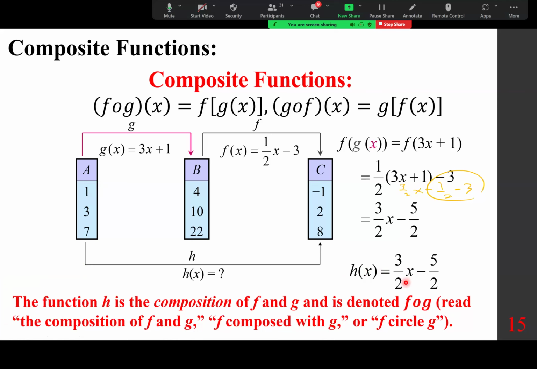If I put 1 in here, I get 3 halves minus 5 halves, which is negative 2 halves, or negative 1. If I put 3 here, I get 9 halves minus 5 halves, which is 4 halves or 2. If I put 7, I get 21 halves minus 5 halves or 16 halves or 8. So I can go straight from A to C using this function. And again, just plug in these numbers. You see that they work. Pretty straightforward, everybody.